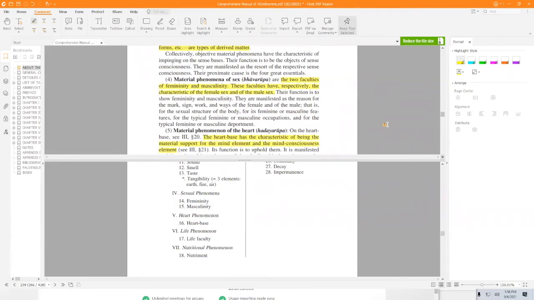And maybe that could be seen as the determinants of the sexual structure of the body, whether female features or male features. And maybe in the case of probably most people, perhaps there's some combination of the two in different proportions.